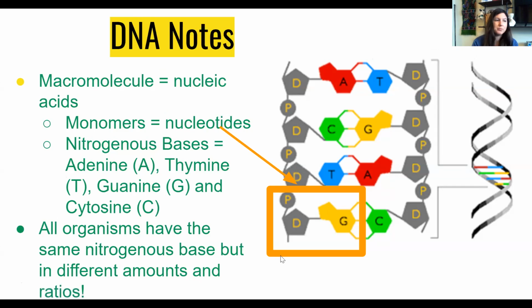So I might have 3,000 A's while a fish has 2,000 A's. The 1,000 difference is what makes me, me, and makes a fish a fish. And so it's really interesting to think about that very little difference between living things. And so that's DNA.